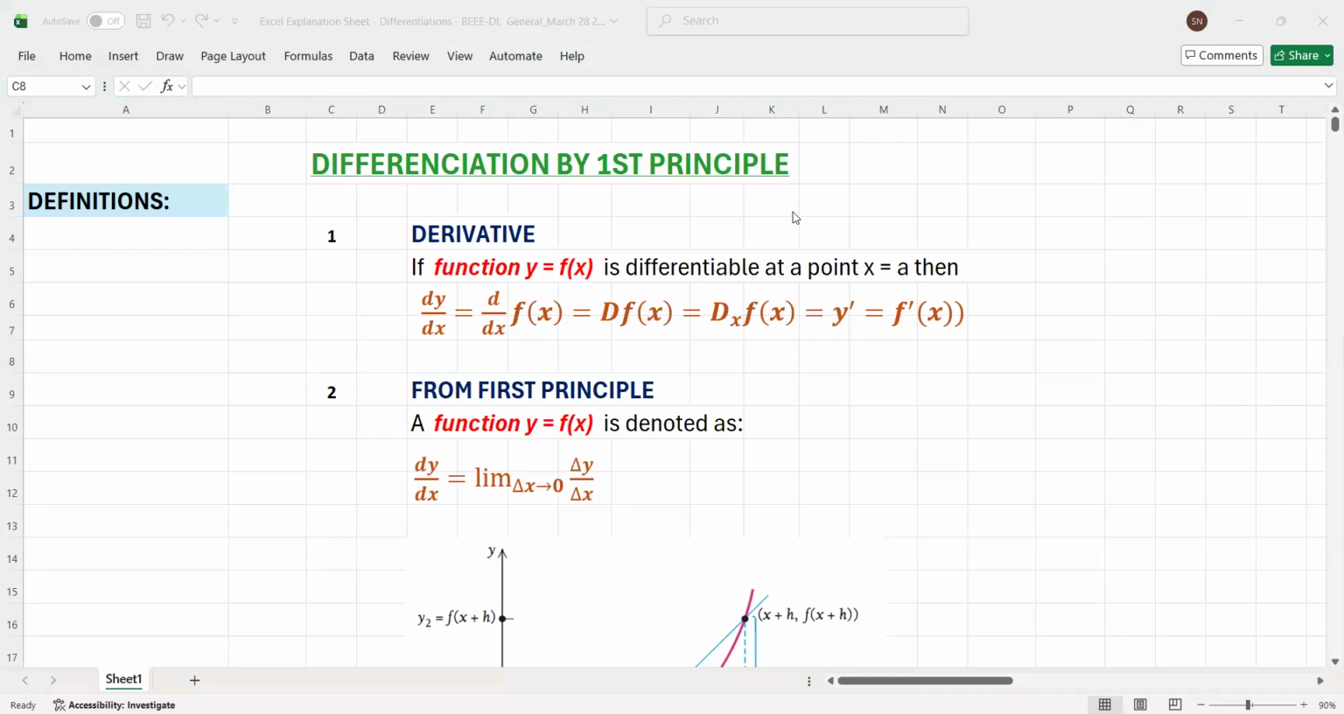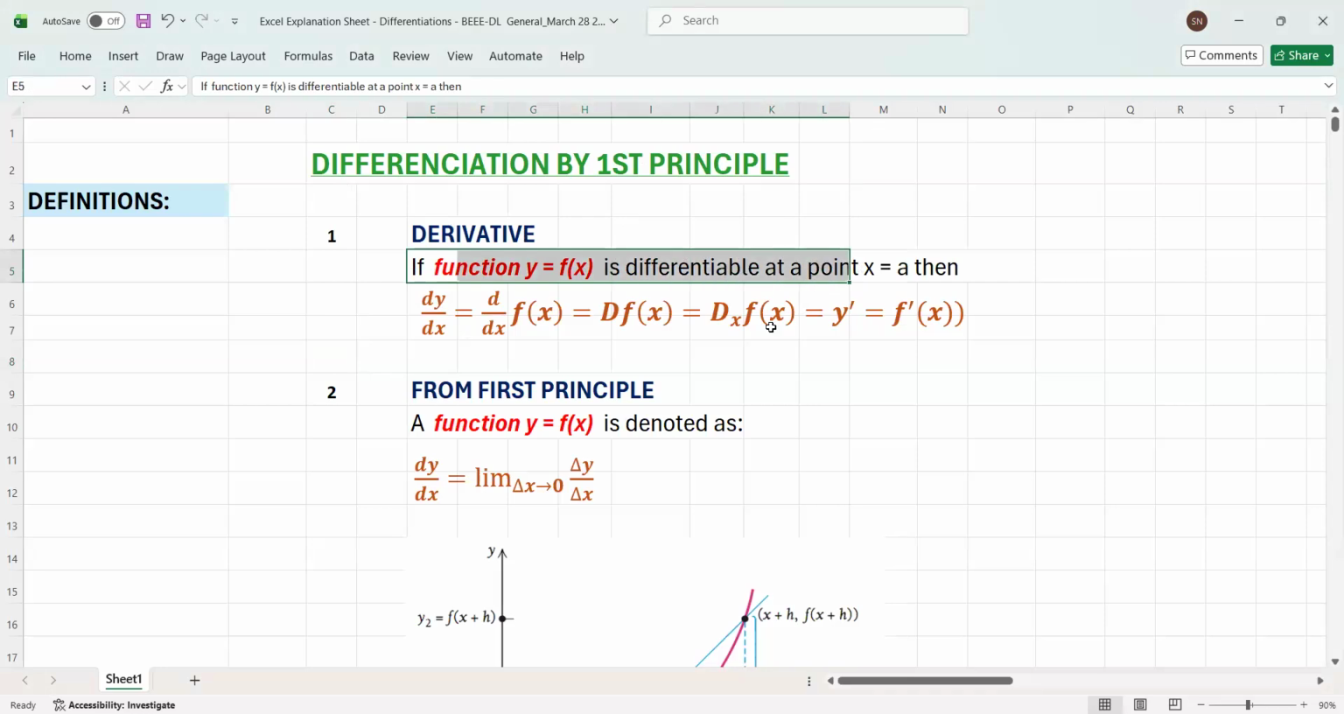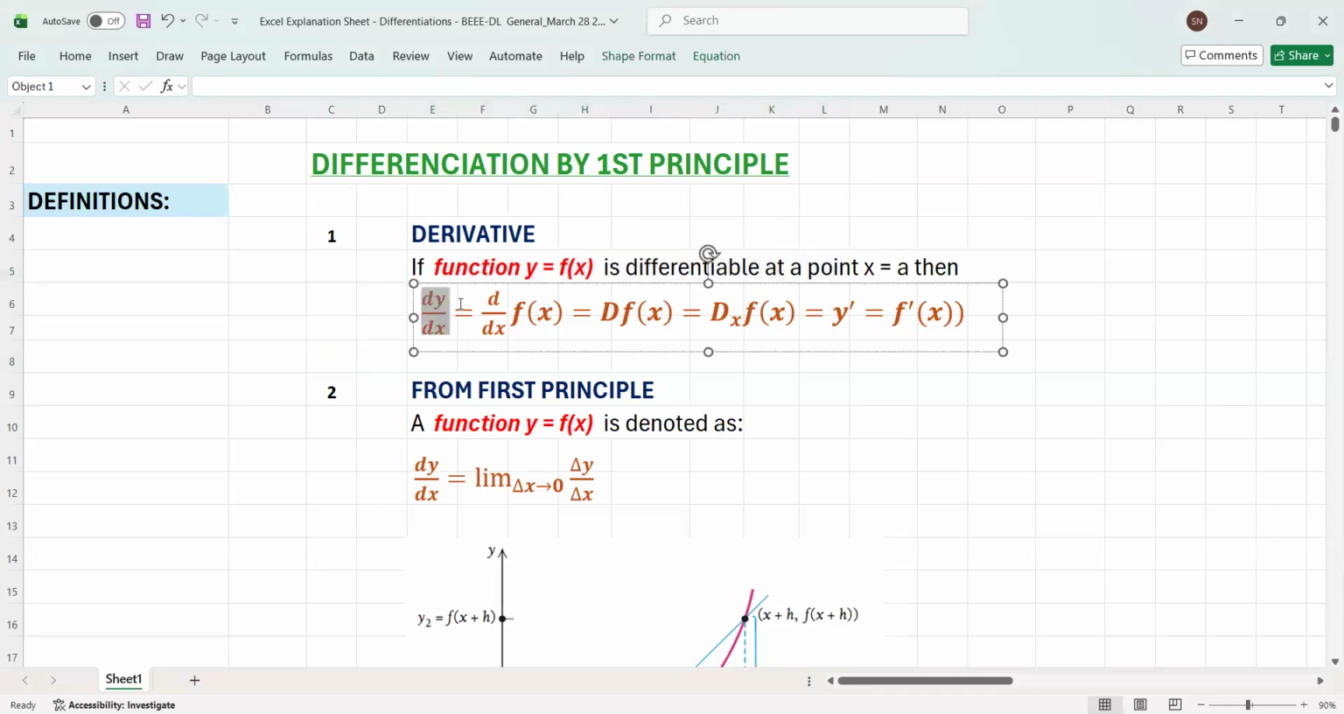Then I go over. Okay, so last week we started looking at differentiation by first principle. We understood that when you are asked to find if a function is differentiable, it means that it can be differentiated at a particular point. And these are the symbols that are used to represent differentiation: dy/dx, or d/dx of a function, or the capital D f of x, or capital D subscript x f of x, or y prime, or f prime of x. All these are differential symbols.